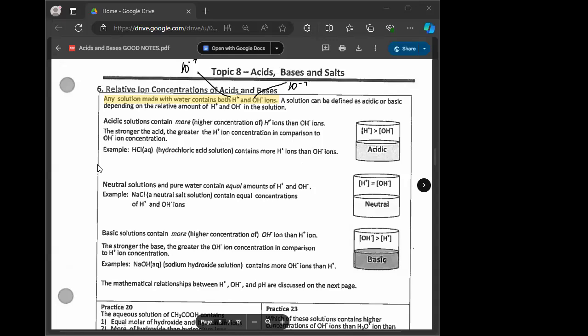Okay, so acidic solutions always contain more hydrogen than they do OH. And in fact, the stronger the acid, the greater the hydrogen ion concentration. So you always need to know that acidic solutions have more hydrogen than they do OH. And again, like I mentioned last time, this doesn't mean that acidic solutions have no OH in them at all. They do, but they just don't have very much.